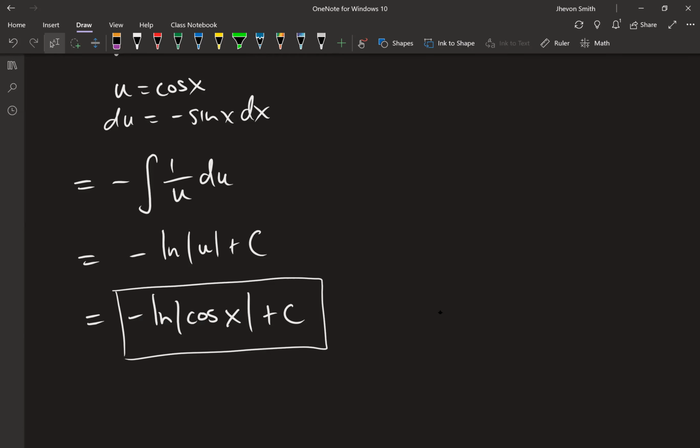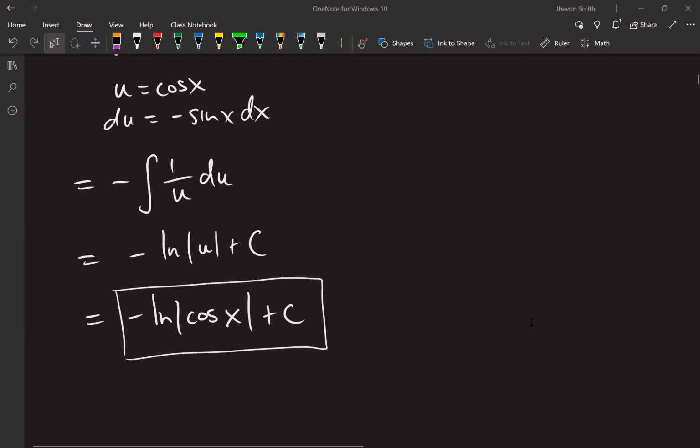Why not ln of absolute value secant x plus arbitrary constant? Because it is the same thing. So Jason thinks that this should be ln of absolute value secant. Can anyone reconcile these two? Is it that there is a negative in front of the ln of the absolute value? Okay, so what does that mean? What can I do with that?